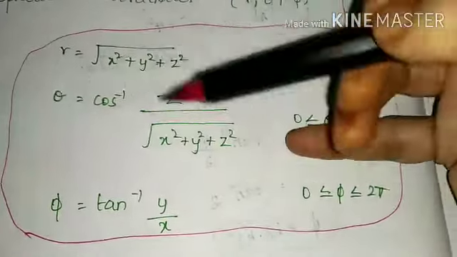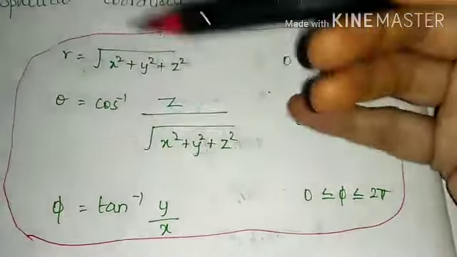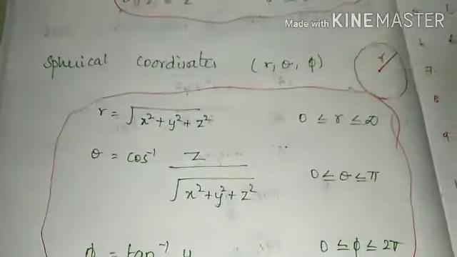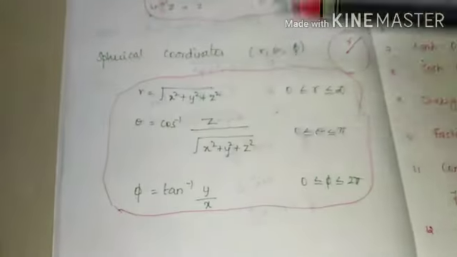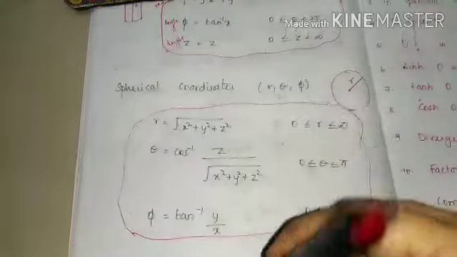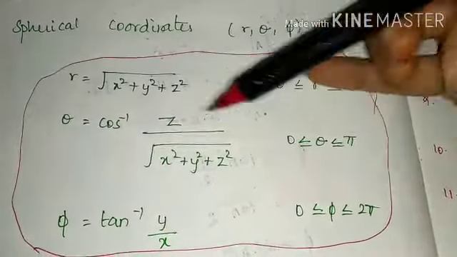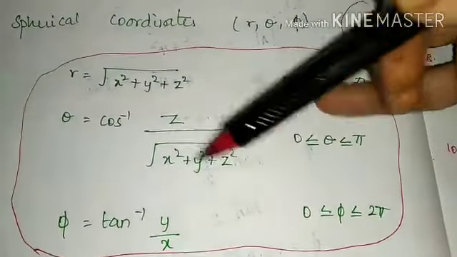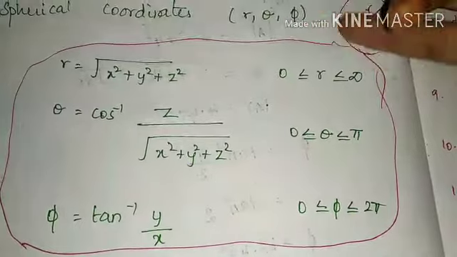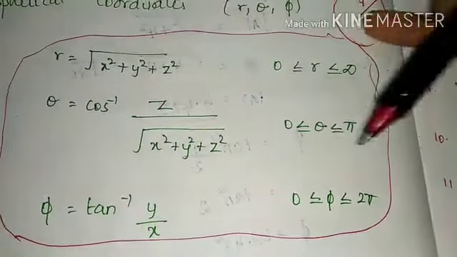Next component is theta, that is vertical rotation. So vertical rotation in the sense this kind of rotation. Have you understood? This kind of rotation. Horizontal rotation in the sense this kind of rotation. Have you understood? Okay. Theta is equal to cos inverse of z by root of x squared plus y squared plus z squared. And this theta varies between 0 to pi.